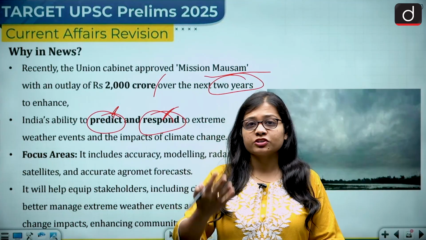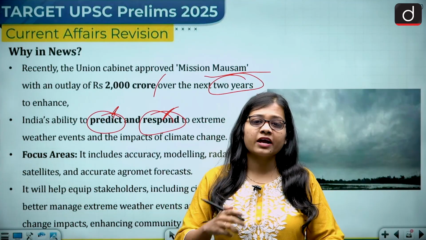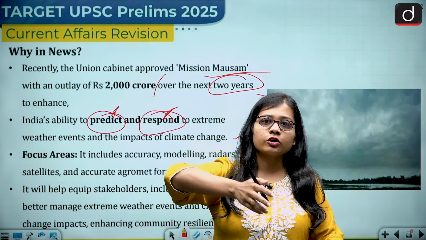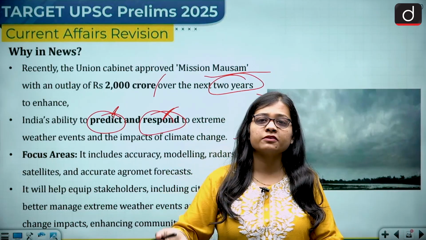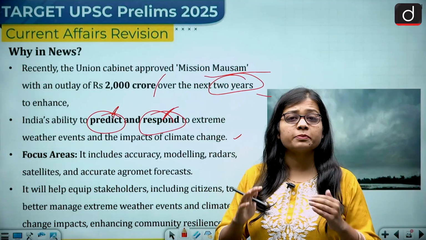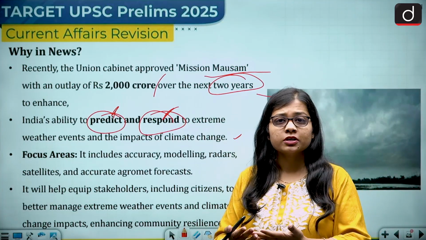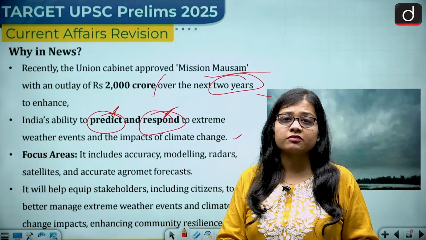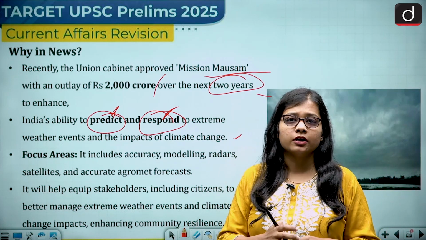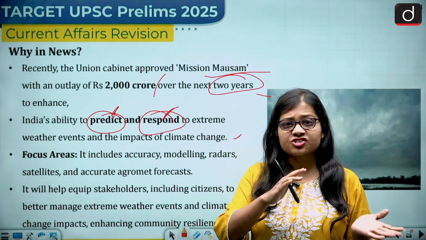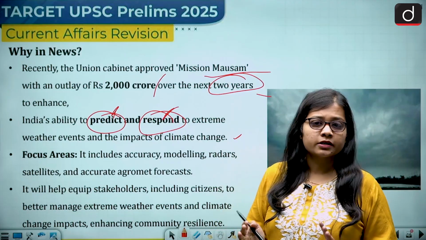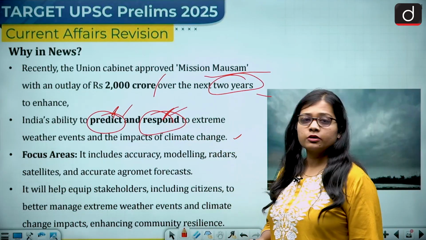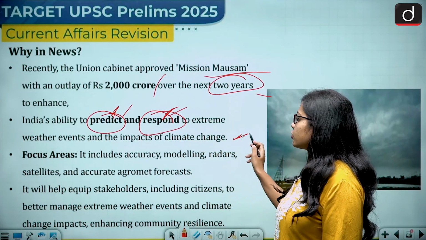So it is under the Mission Mausam that through radars and satellites, the formation of the earthquake or the cyclone in the Bay of Bengal or the Arabian Sea, the satellites or the radars must be able to give the information that any kind of depression has been observed and in future there are chances of extreme weather events occurring. So that is how extreme weather event preparedness will also be done. So this will enhance India's ability to predict and respond to any extreme weather event and the impact of climate change.